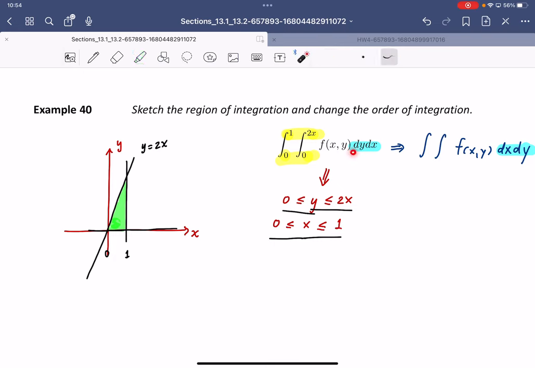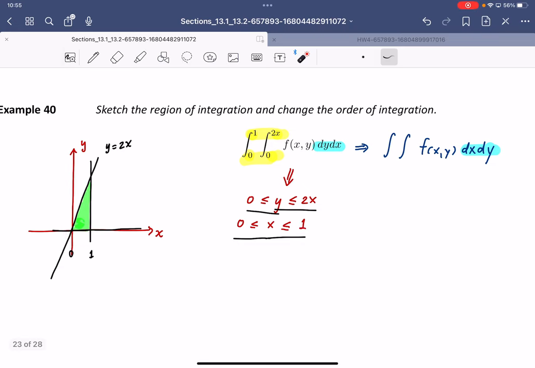If you integrate with respect to y first, it means you draw the vertical cut. So it's going to be this, and then y is going to start from 0 to 2x, correct? And then x from 0 to 1, yes, correct. So now you swap back to dx dy with this picture. Can you get back to dx dy here?